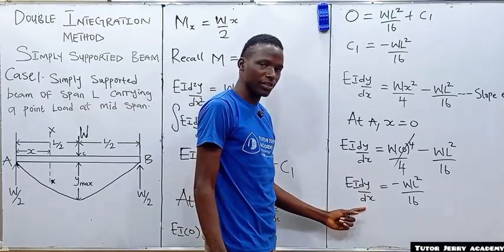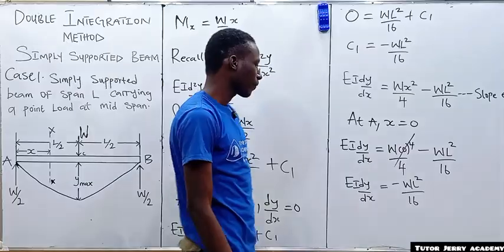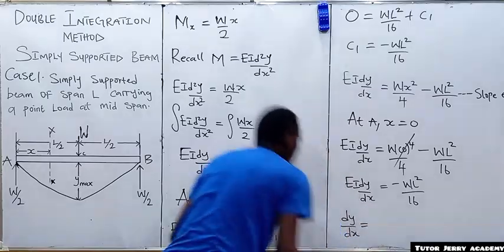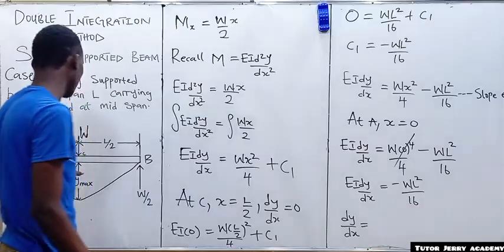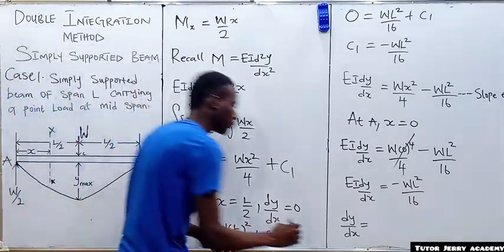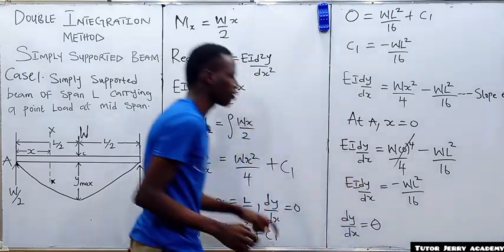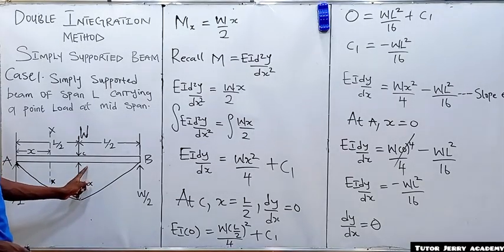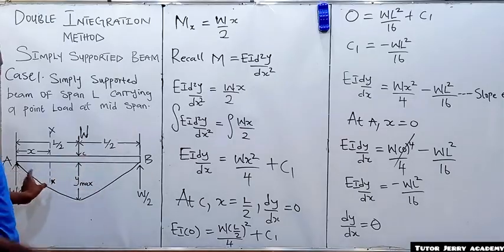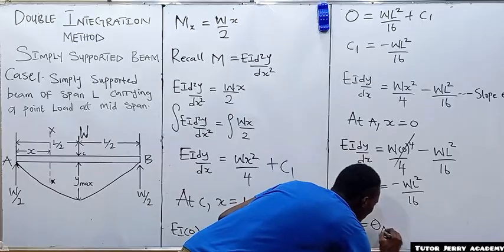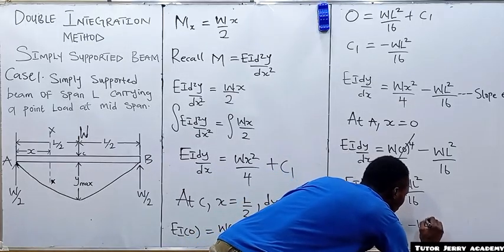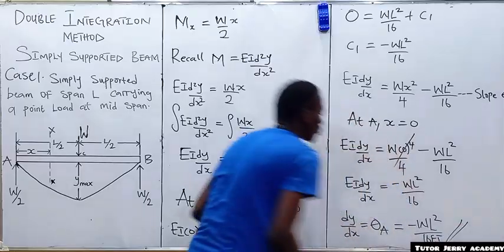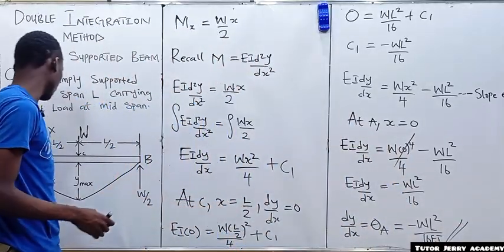Now if we make dy over dx the subject, we'll divide both sides by EI. So if we do that, dy over dx, which is still the same thing as theta, will be theta A now, because we are applying the boundary conditions at A. So it will be equal to minus W L to the power of 2 all over 16 EI. So this is our value for the slope at A.